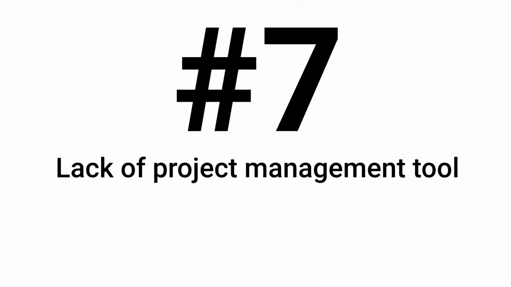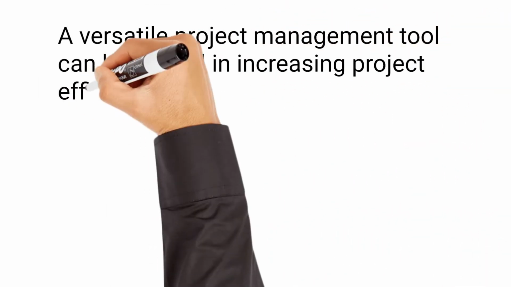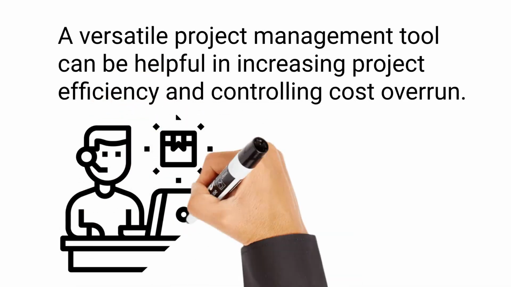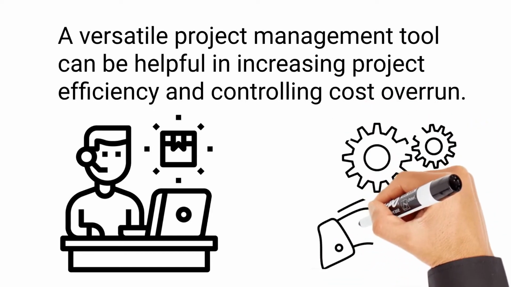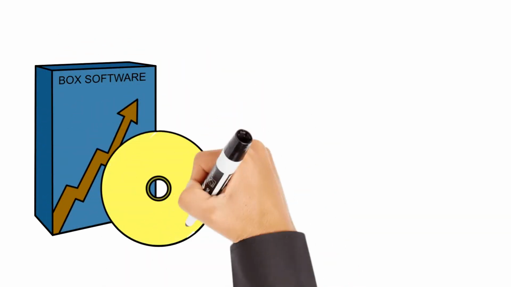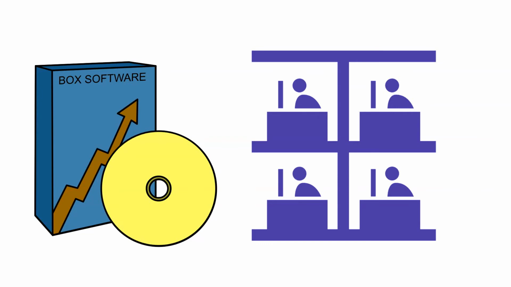The seventh one is the lack of proper project management tools. Giving your project team a versatile project management tool can be helpful in increasing project efficiency and controlling cost overruns. However, in the absence of suitable tools, the project team tends to get busy with repetitive and non-productive work. Project management tools and software can monitor project resources efficiently, as well as help in better task scheduling to avoid any resource wastage or loss. The team should utilize project management tools to identify smaller issues and prevent them from growing into bigger roadblocks.